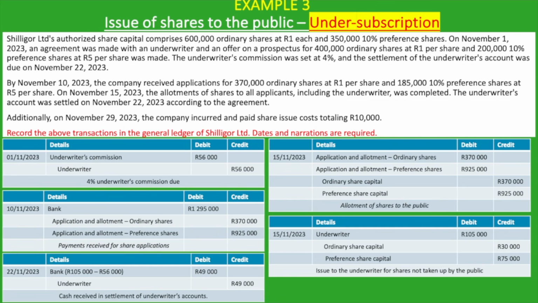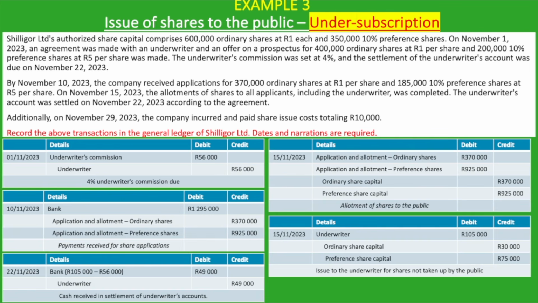Now, the last line that we're given here: we're told that additionally, on November 29th, 2023, the company incurred and paid share issue costs totaling 10,000 rand. So how do you journalize share issue costs here? What are share issue costs? Well, as the name suggests, share issue costs are the costs that you incurred as a result of issuing shares.